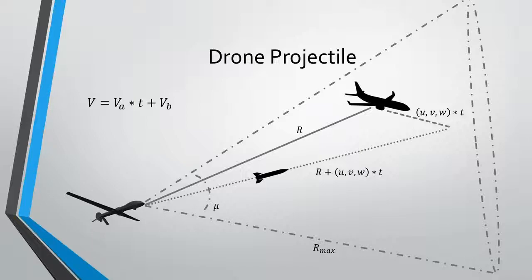These missiles are also simulated, with the velocities simulated using a linear equation, VA times T plus VB, to account for some sort of acceleration due to thrust, though there is no actual thrust profile given. It's just given through this velocity equation.